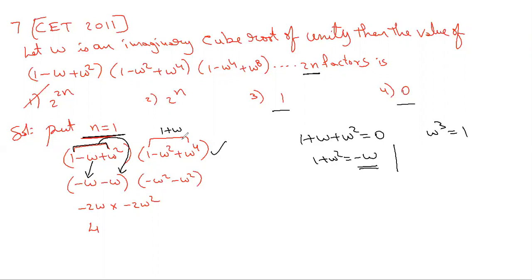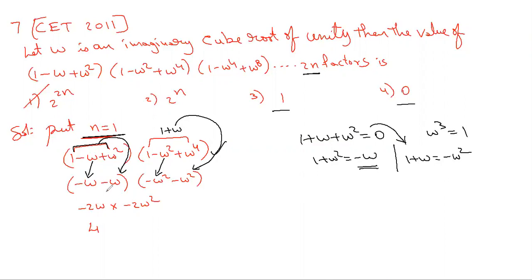So omega power 4 is omega. 1 plus omega is minus omega square. Yeah, I did correctly only. So 1 plus omega can be written as minus omega square. Omega power 4 I wrote as omega, because omega power 4 is omega cube into omega, which is omega. And this one, minus omega square, I copied as it is. 1 plus omega I copied as minus omega square.